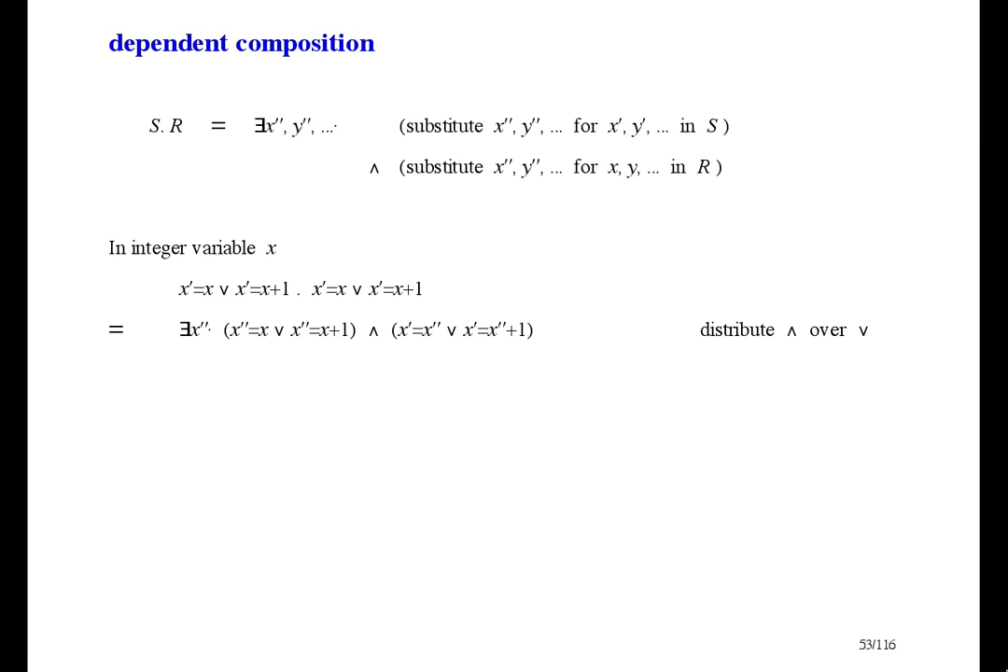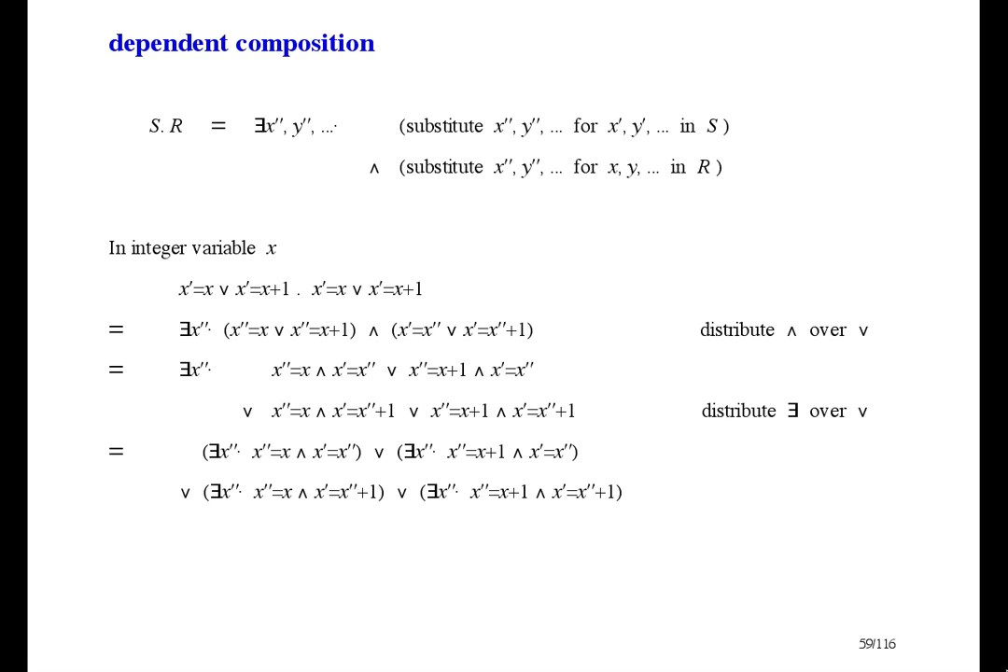Now, we distribute and over or. That means we take this and this, ored with this and this, ored with this and this, ored with this and this. So we get a disjunction of 4 things. And one of the laws from the back of the book says we can distribute the exists to each of the disjuncts.